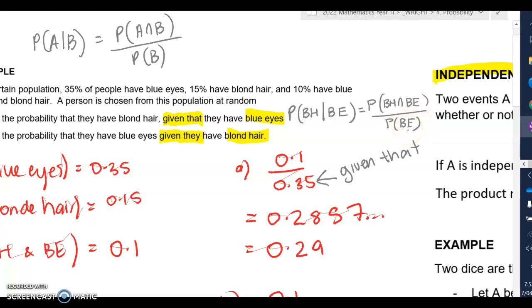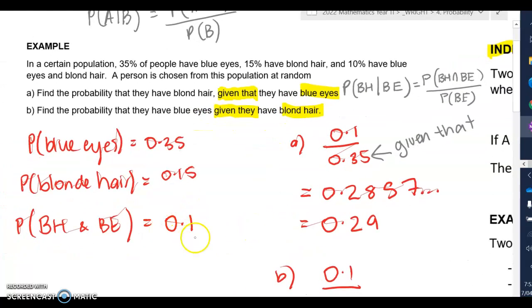So if we have a look at our formula over here, the probability of blonde hair and blue eyes is 0.1, and the probability of blue eyes is 0.35. So if we divide that, we get 0.29. So it's fairly easy when you're thinking about what's happening here. And we've had a nice question, I guess, that's given us this already.